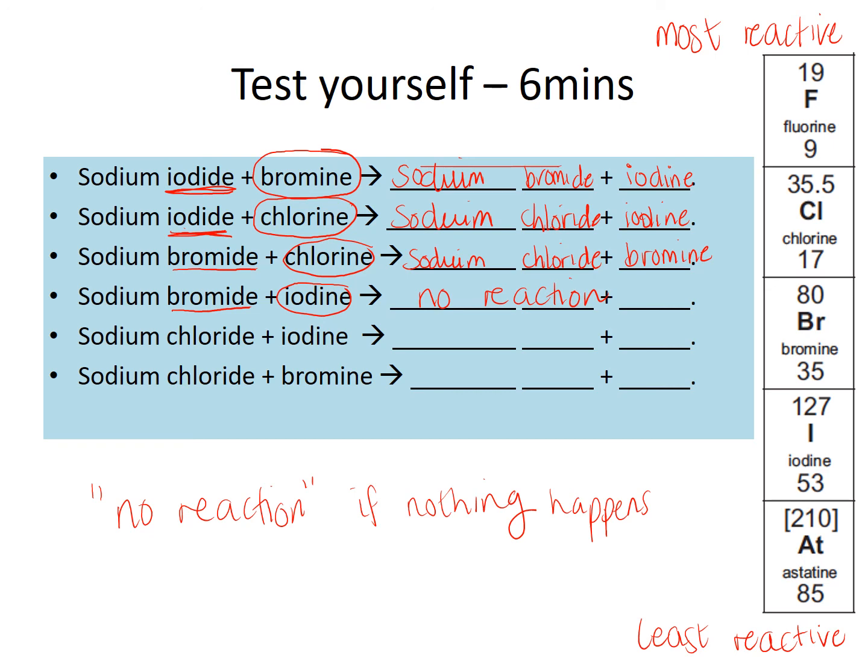Right, and the next one, we've got iodine in the reaction, so sodium chloride plus iodine, and we need to see if the iodine can displace the chloride. And again, if we look at our list, we can see chlorine is near the top, iodine is near the bottom, so iodine is less reactive, so it cannot displace the chloride, so no reaction occurs.